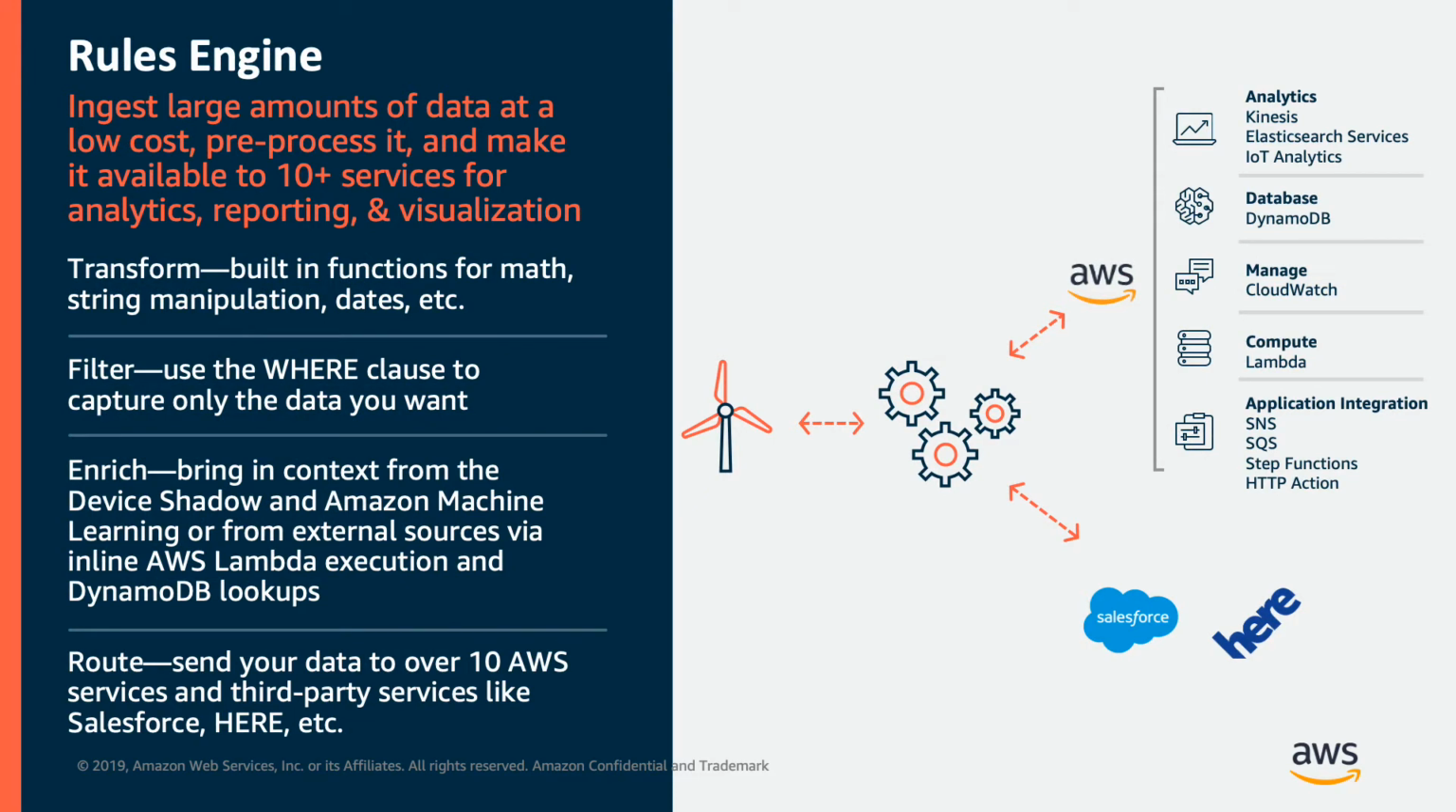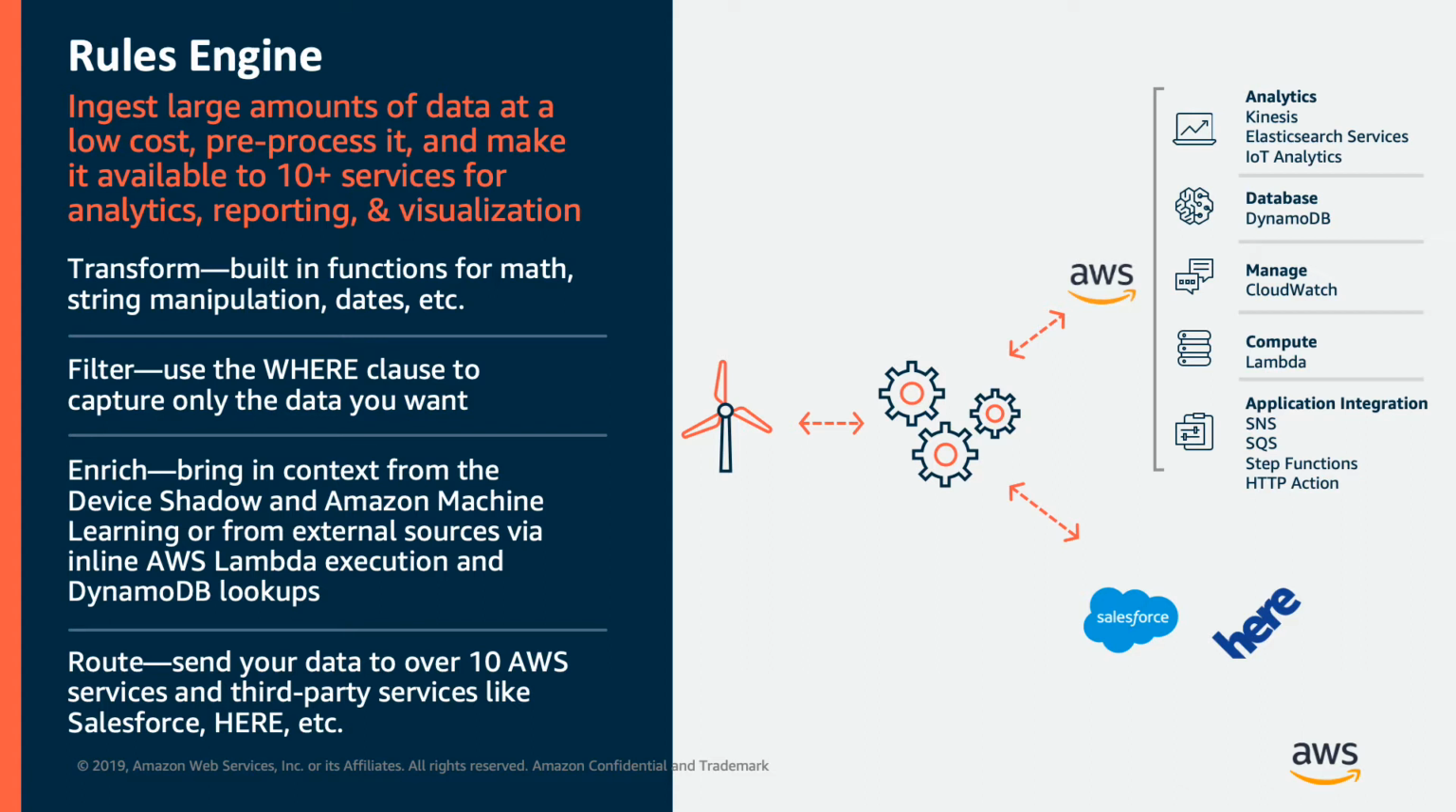There's the rules engine. The rules give your devices the ability to interact with AWS services. Rules are analyzed and actions are performed based on the MQTT topic stream. And the rules engine is capable of filtering, transforming, and forwarding device messages as they are received by the device gateway.